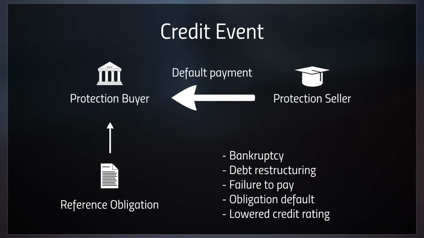This is why it's very similar to insurance. The protection buyer pays a premium, and the protection seller may or may not have to pay off in the event of a credit event. But they are taking the risk, which is certainly worth the value of those premiums. Now, here's a listing of different kinds of credit events. They can be a bankruptcy, a debt restructuring, or even a lowered credit rating that could trigger the default payment.